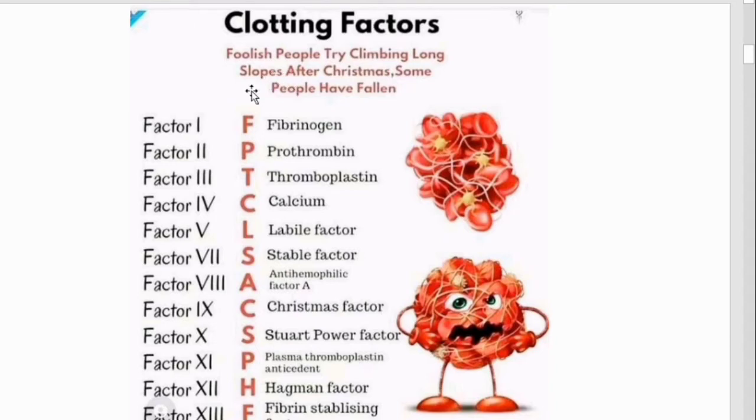So you can remember the names of these factors from this statement: Polish people try climbing long slopes after Christmas. Some people have fallen. So you can remember the names of the clotting factors from this statement. Actually, the most important are factor 8 and factor 9 in the case of hemophilia.